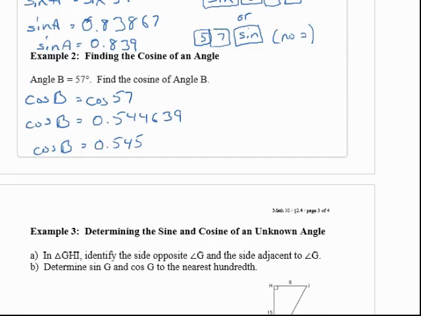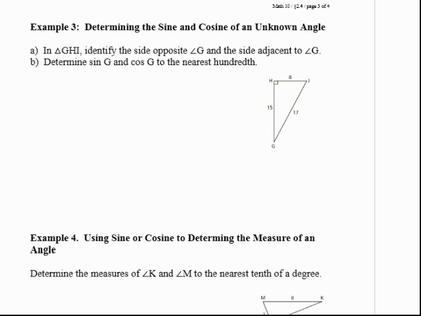Okay, let's do this. Finding the sine and cosine of an unknown angle. So this is triangle GHI. Identify the side opposite angle G and the side adjacent to angle G. So there's G, so this is the opposite, and this is the adjacent, and this is the hypotenuse. Find the sine of G and cos of G.